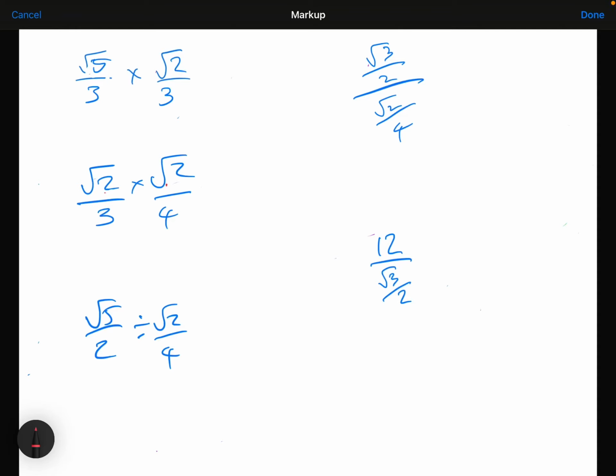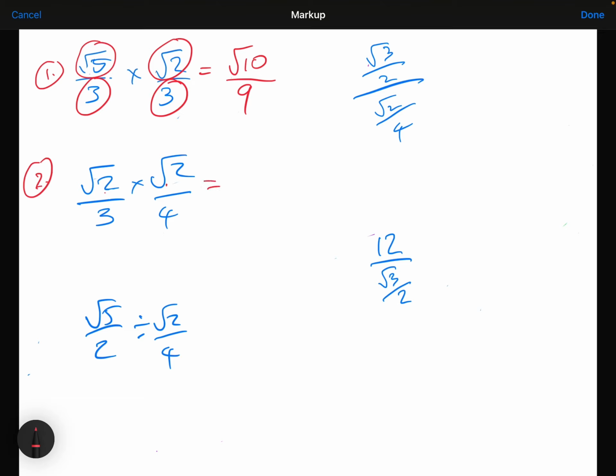Okay, so this is just some quick practice on doing some multiplying and dividing with surds. Starting off with the first example here where we're multiplying these two fractions together. So I'm going to multiply the numerators together. So I've got root 5 times root 2, which would just be root 10. And then I've got the 3 times the 3, which is 9. And I can't simplify that any more than that, so we'll leave our answer like that.